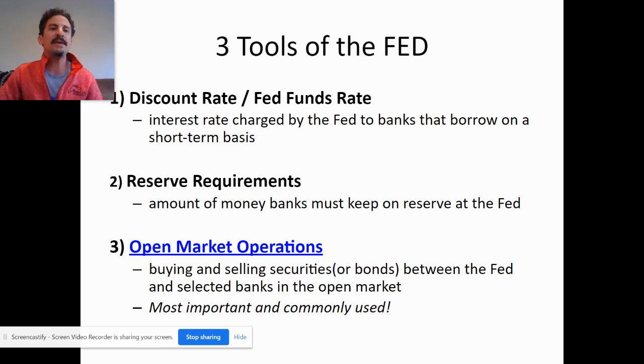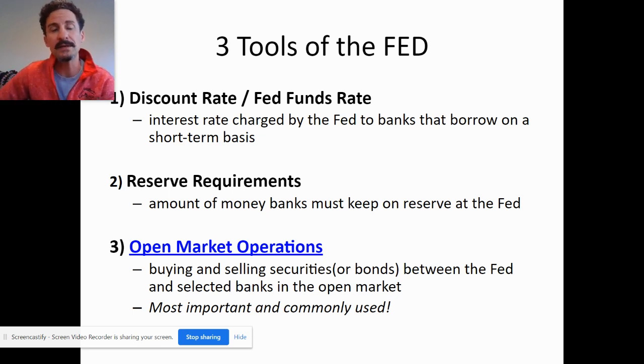Last but not least, the tools of the Fed, this is the most important one, the one they do most often, is they actually engage in open market operations. They buy or sell bonds to banks in the open market. So in other words, they can give the banks more money to lend out. How do they do that? Well, they buy bonds from banks. The banks give them a bond, they pay the bank money in the form of cash, and then the bank has more cash to lend out to people, which stimulates the economy.